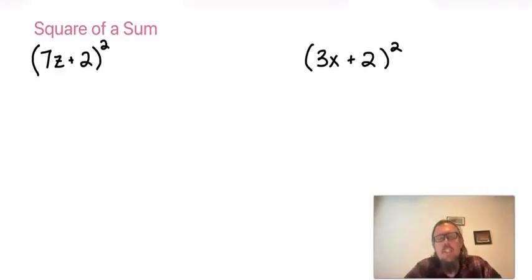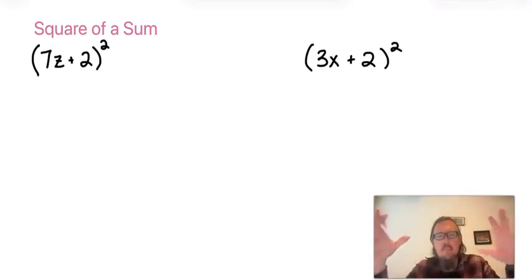We're going to take a little digression from our discussion of multiplying polynomials to talk about something called special products. Special products are still multiplying polynomials, but it's multiplying polynomials that have shortcuts. The first type of special product we're going to look at is something called the square of a sum.